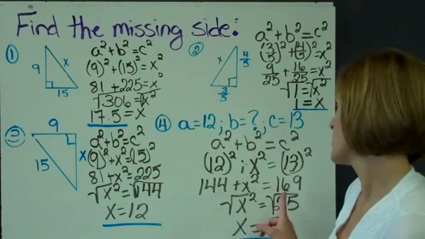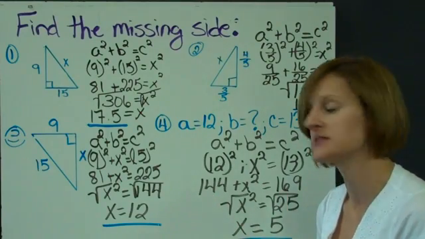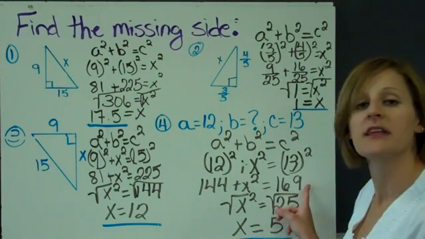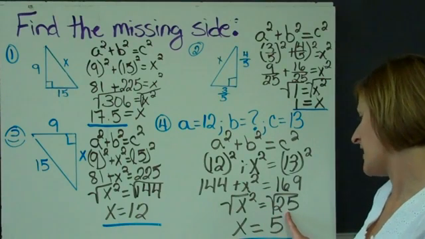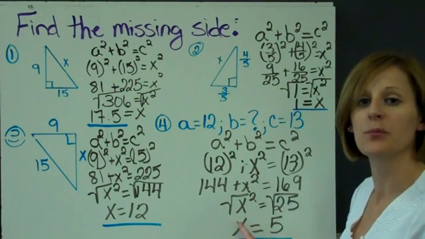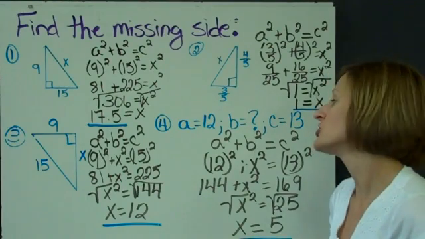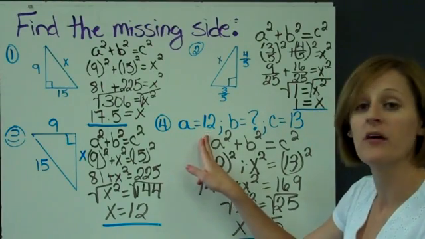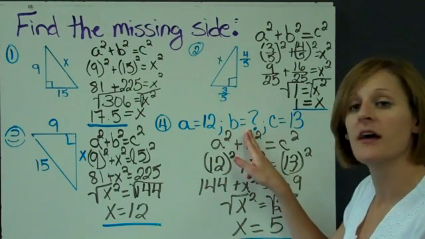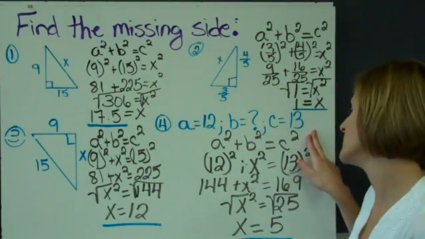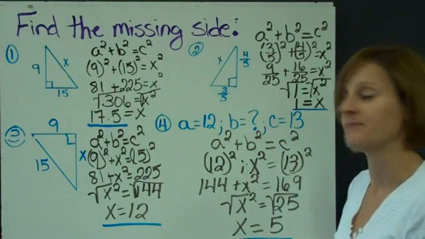We're going to subtract 144 from both sides. So 169 minus 144 is 25. And I'm going to square root both sides to solve for x. And x is going to be 5. So your triangle is going to have a side of 12, another side of 5, and then a hypotenuse of 13.